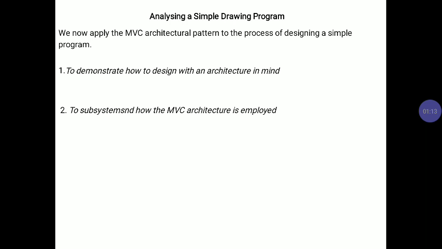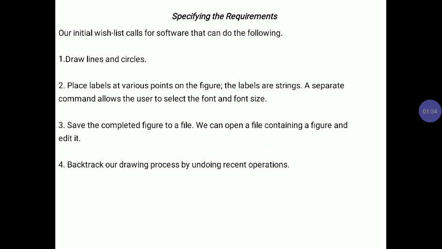The second point is to understand how the MVC architecture is employed. We follow the architecture somewhat strictly. We try to have three clearly delineated subsystems for model, view, controller. The next thing, for employing the MVC architectural pattern, is that we are going to have some requirements.